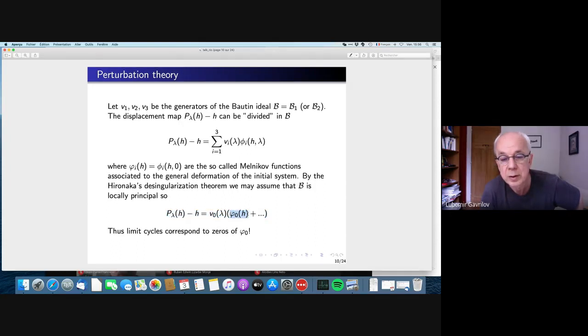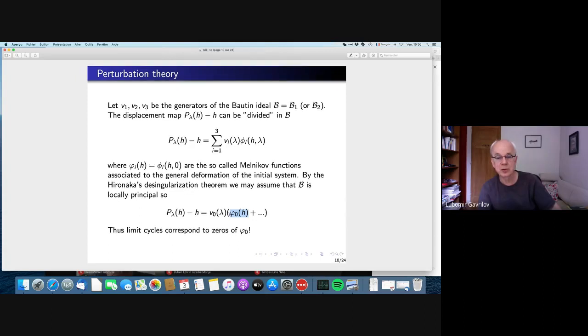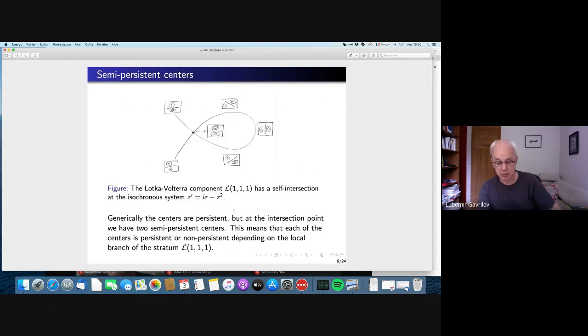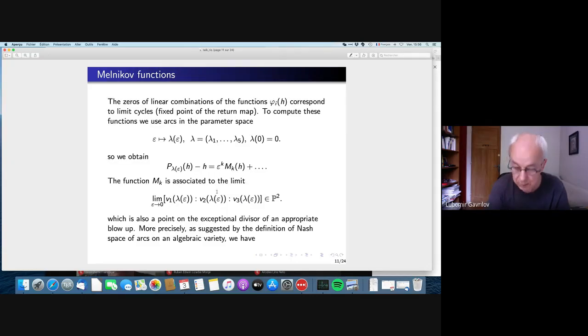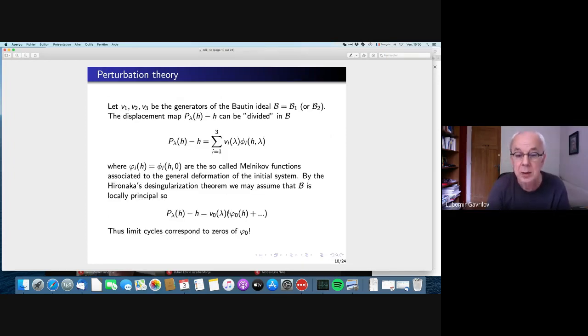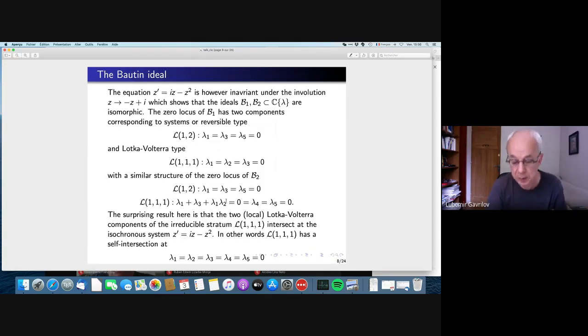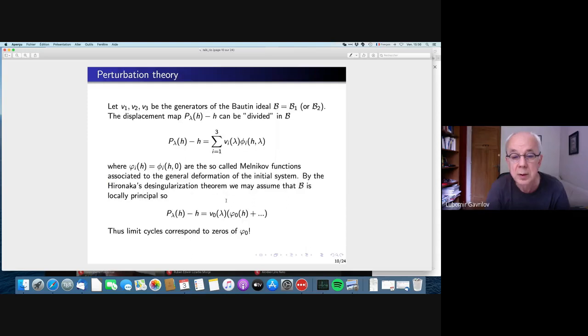You shall get some function. And if you are interested in counting the zeros of this analytic function, the points where this function is 0, in this case you can skip this factor V0 lambda. Sorry, my computer is doing something. And the important function which governs the zeros is phi 0.